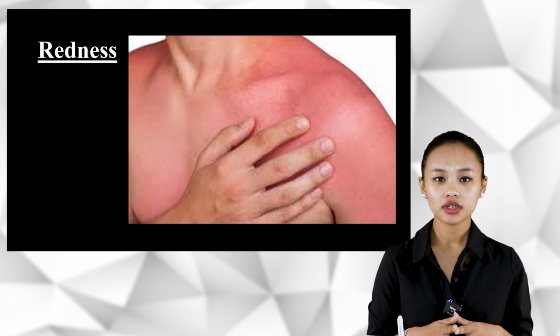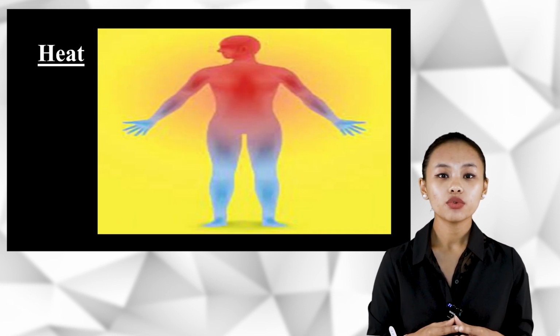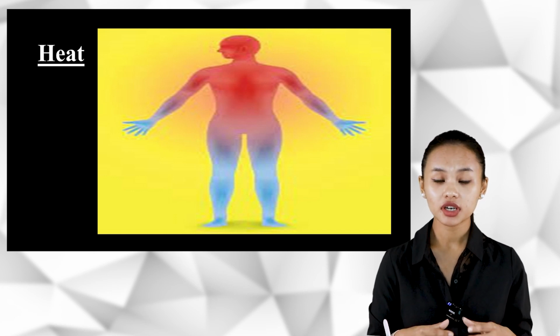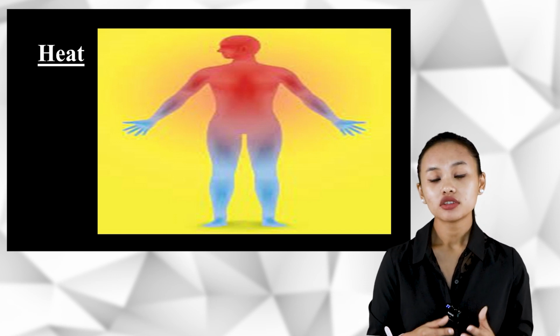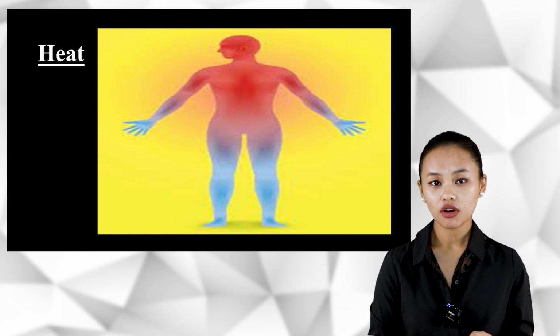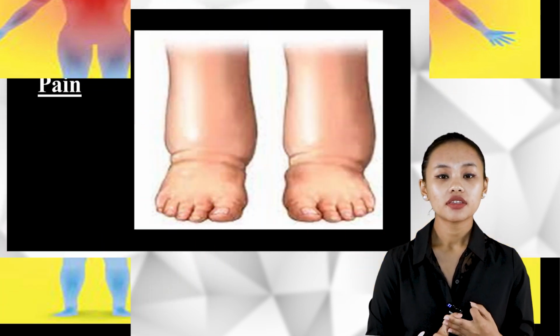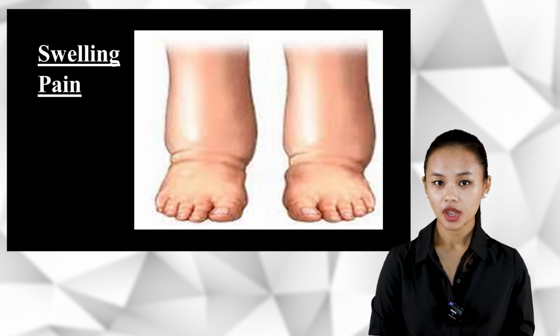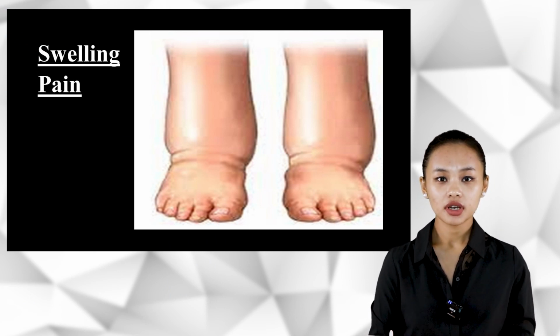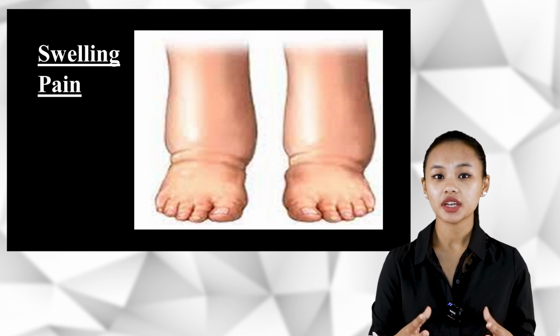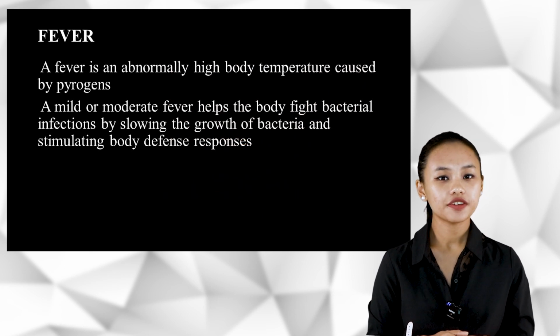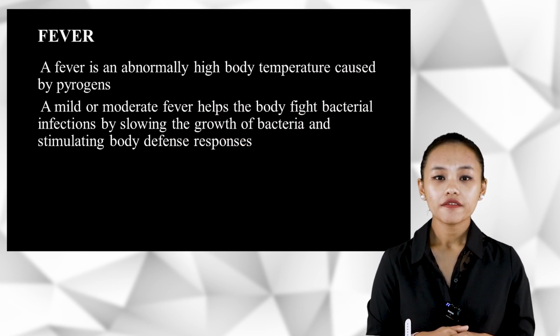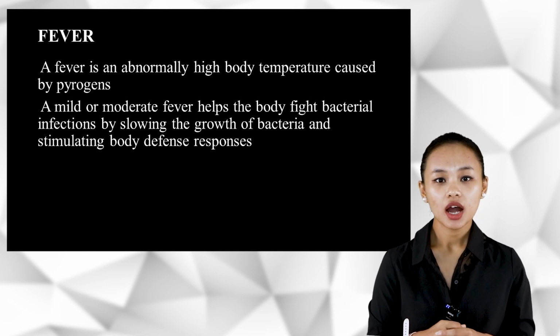As soon as redness occurs, there will also be presence of heat. Heat occurs because there will be increased blood flow to the particular area, which would increase the metabolic rate of the body cells. So as soon as redness occurs, heat occurs, then it is very common that swelling will also occur. And if these have occurred, the person will also be experiencing pain in the particular area. Next is fever. As we all know, fever is defined as an abnormal high temperature which is present in an individual.